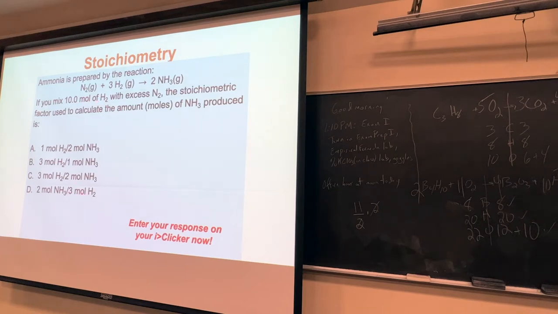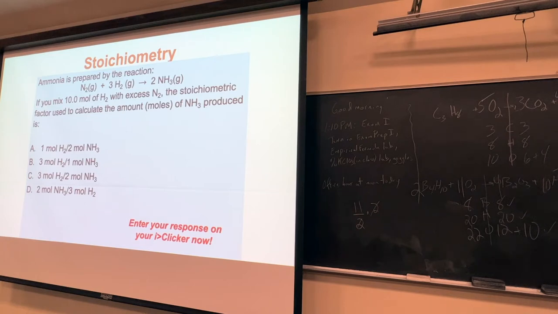We want to get rid of hydrogen. A lot of chemistry is all about having units cancel out, okay? In this problem, we're starting with moles of hydrogen, and we want to have moles of hydrogen on the bottom. Hydrogen has a 3 right there, so we're going to divide by 3 moles of H2.